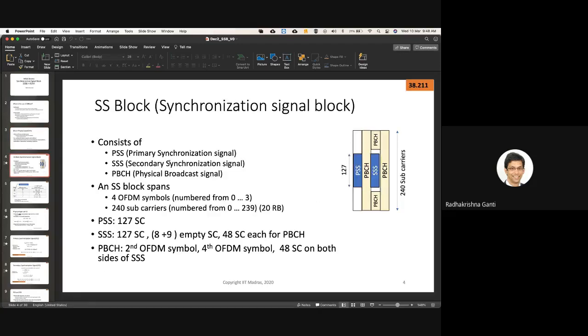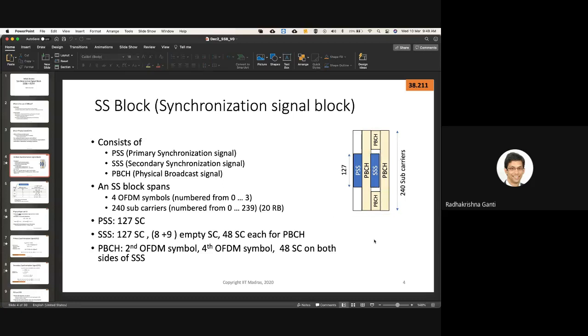So what are the waveforms that they send? This is called the synchronization block. This PSS and SSS sequences were also there in LTE, but it's a little bit different in 5G NR. I'll explain those gaps also. So this is an SS block. An SS block consists of PSS, the primary synchronizing signal, SSS, the secondary synchronizing signal, and PBCH, the physical broadcast channel.